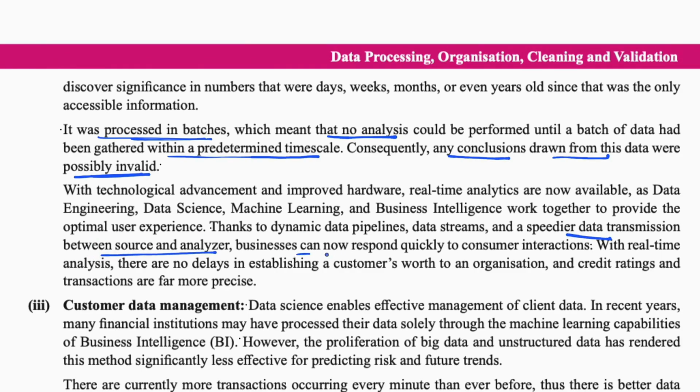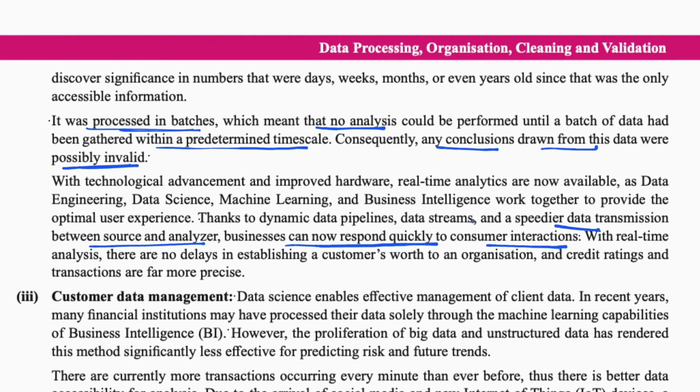Earlier, we used batch processing, which means we collected data for a week or a month and then analyzed it. By the time we got the report, the data was already old history. Today, using tools like Spark and cloud pipelines, data is analyzed instantly as it happens. Think of live stock market feeds or instant credit card approval. These are all real-time analytics.